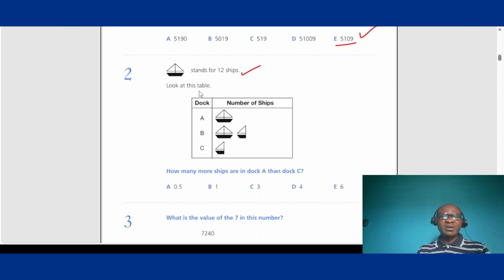Now the question says, look at this table. How many more chips are in dock A than dock C? Let's go to dock A. There are 12 chips there, and in dock C there are 6, which is half of the symbol given to us. Therefore, how many more? That is 12 subtract 6, which is equal to 6. Correct option is E.